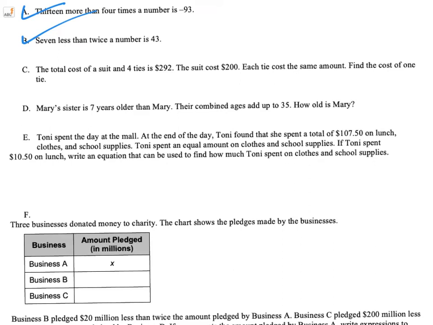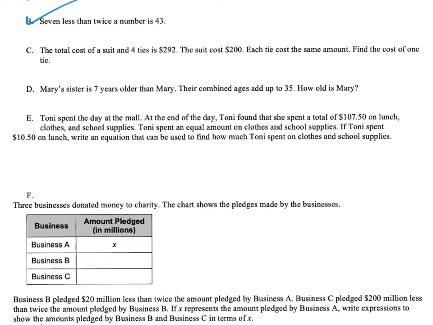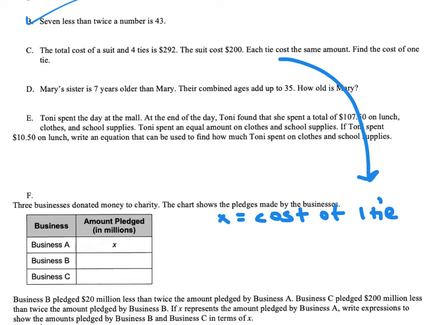So it says the total cost of a suit and 4 ties is $292. The suit costs $200. Each tie costs the same amount. Find the cost of one tie. So our first step, and I'm going to write this below, our first step is to define our variable, to say what does our x represent. So in this case, x equals cost of one tie, because that's what we're trying to find. See how it says find the cost of one tie. That's our unknown.